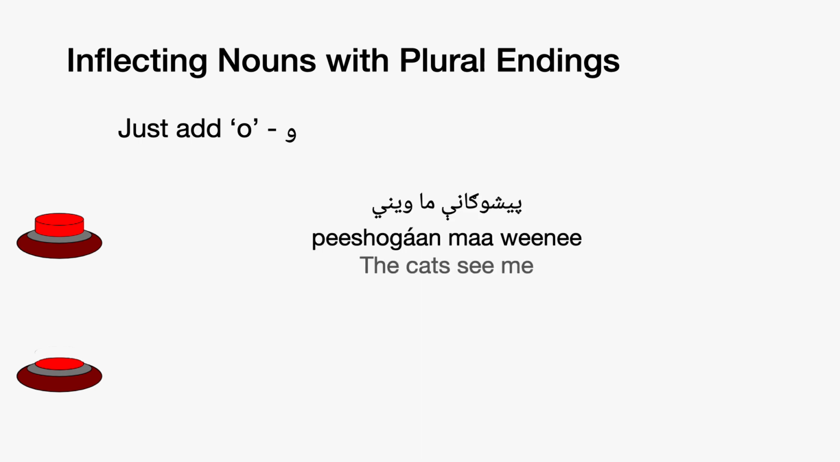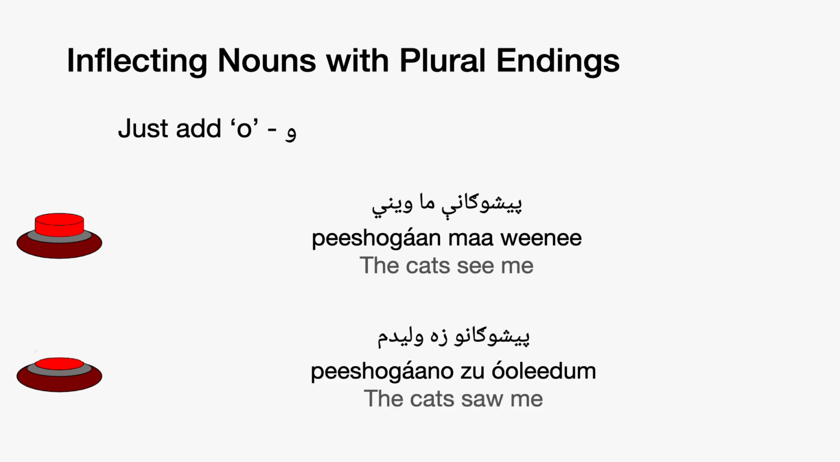Some more examples. If I say pishogani mawini, the cats see me, then we don't have to inflect the cats because it's just a present sentence. But if it's past tense and it's a transitive sentence, the cats are the subject, then it's pishogano za wulidam. We can't say pishogani za wulidam. We have to say pishogano za wulidam.